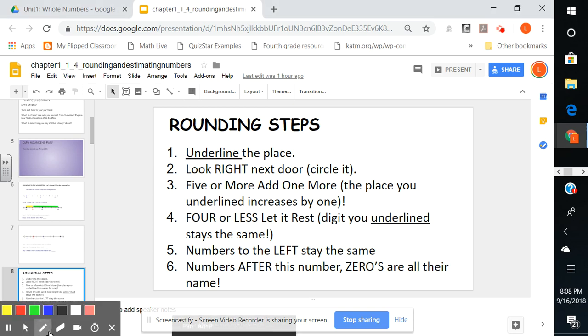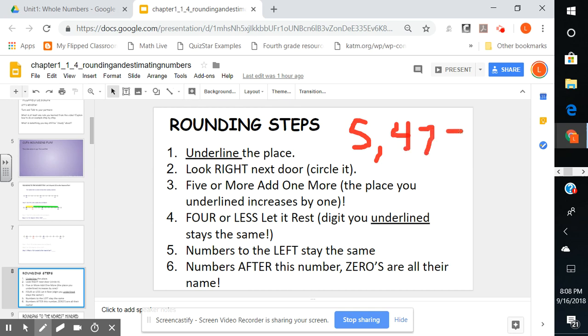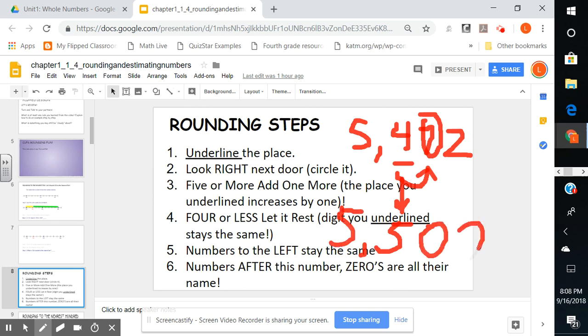So for example, if we have 5,472, we underline the place if I want to round to the nearest hundreds place, so that would be the 4. We look right next door to its right, and that would be the 7. So is it 7, 5 or more? Yes, it is. So we add one more to the 4, it becomes a 5. The numbers to the left stay the same, so we leave the 5 the same, and all the other numbers become 0. So when we round 5,472 to the nearest hundreds, it becomes 5,500.